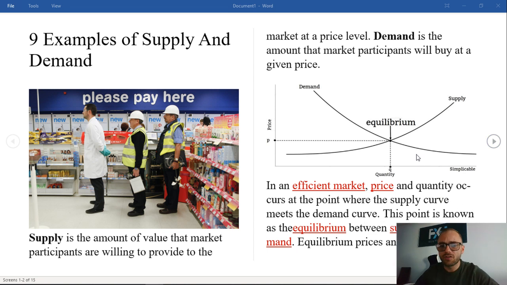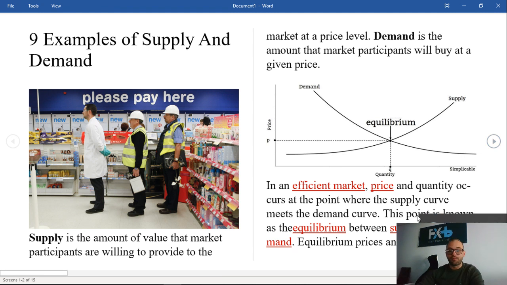Nonetheless, just to move forward, when we're looking at an efficient market, just to continue on our slide, price and quantity occur at a point, as we said before, where the supply curve meets the demand curve. So the quantity supplied by producers, the quantity that the people are selling, shorts, pretty much equals, when they meet the demand curve, the amount of buy orders, and of course in regards to the volume as well, in the actual market. And as we said before, this point is known indeed as the equilibrium between supply and demand.